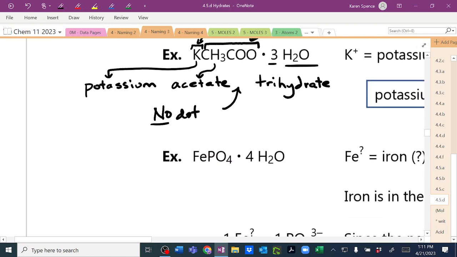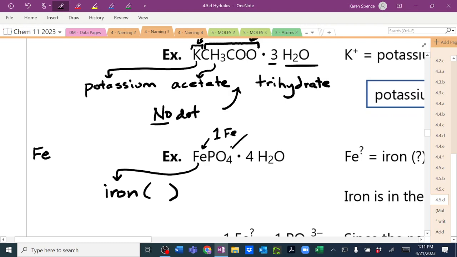One more example, because iron, Fe, is in the gray zone, so it does need a Roman numeral. Now, when we're trying to find the Roman numeral, we write out our ions. We say I have 1 Fe. So I write up 1 Fe. How many PO4s do we have? Just 1. Okay, I've got 1 PO4.